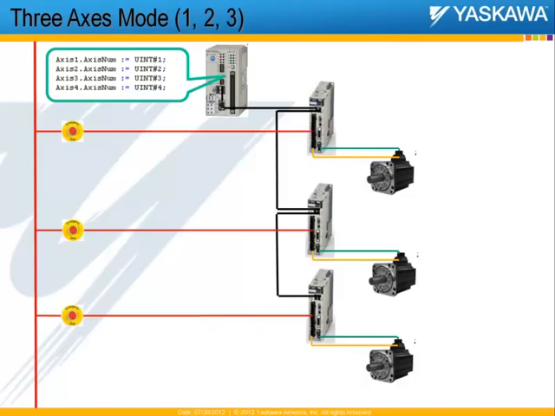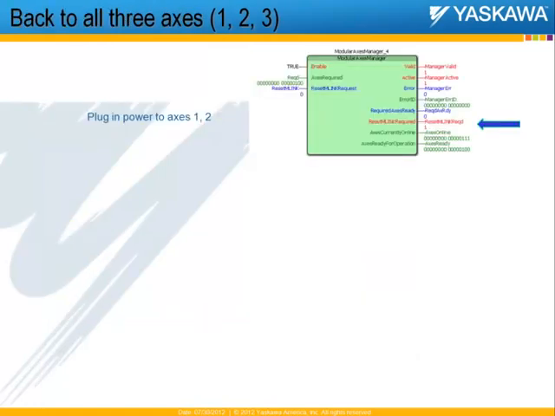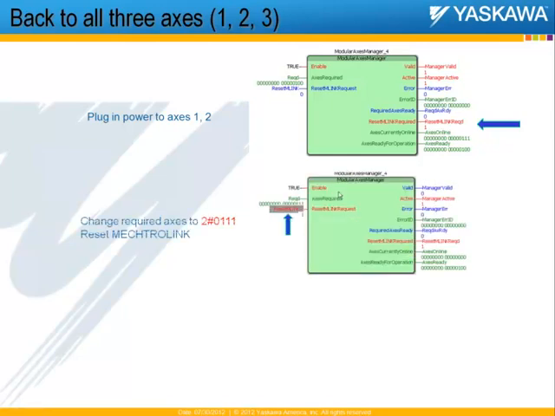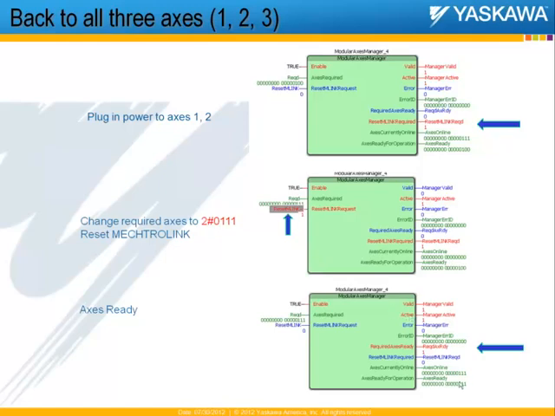You can see the output from axes currently online that basically goes up to all 3 axes now. It also tells you that a reset of Mechatrolink is required to resynchronize Mechatrolink, and the user now has to change his required axis input to 0, 1, 1, 1 to use all 3 axes. After issuing a reset Mechatrolink, all 3 axes now are online and ready for use, and we basically have the required axis ready output, which tells the operator that now he's ready to go.